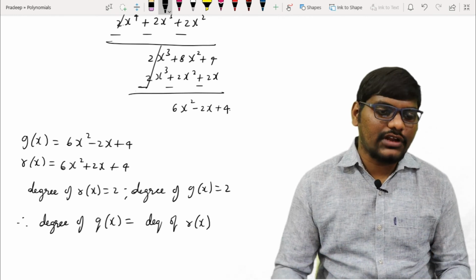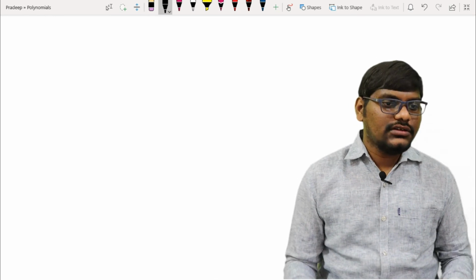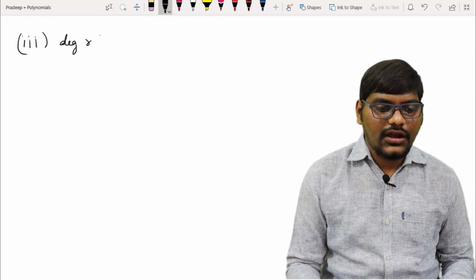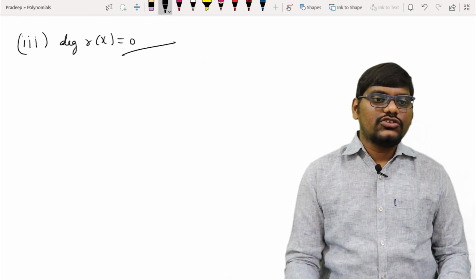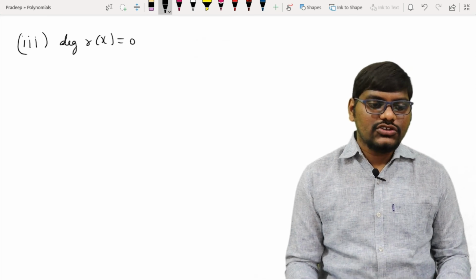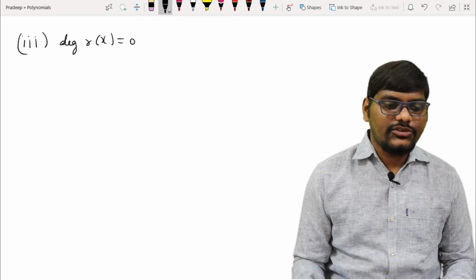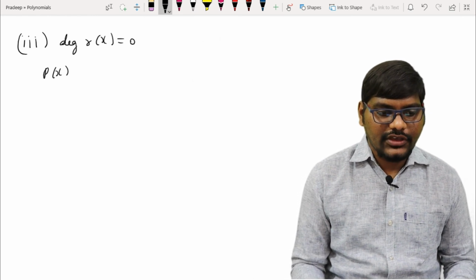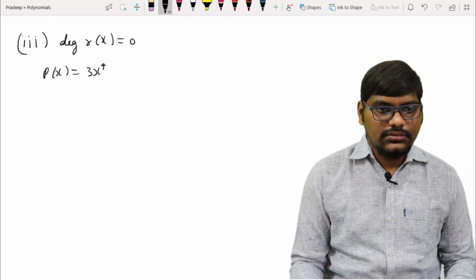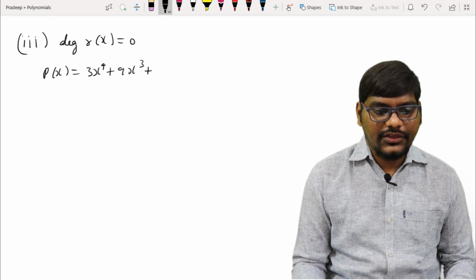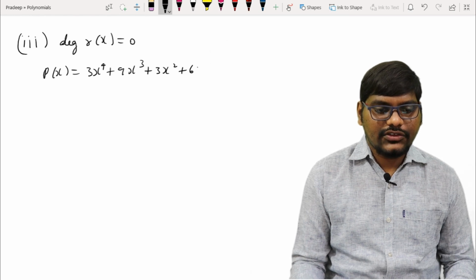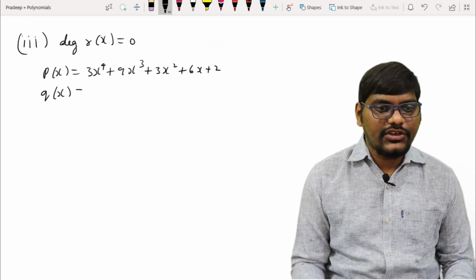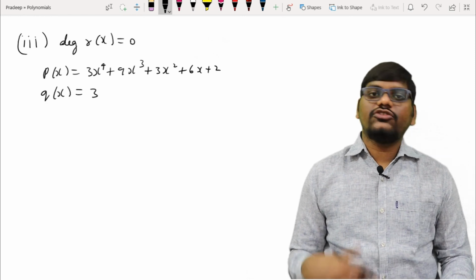We'll see the third one also. Let's go for the third one. The third one is degree of r of x equal to 0. Alright, so this is the question. So I'm just taking certain values to try it. I can take p of x equal to 3x power 4 plus 9x power 3 plus 3x square plus 6x plus 2. Alright, this is the p of x which I'm taking, and q of x I'll just take as 3. Okay, so let's do this further.